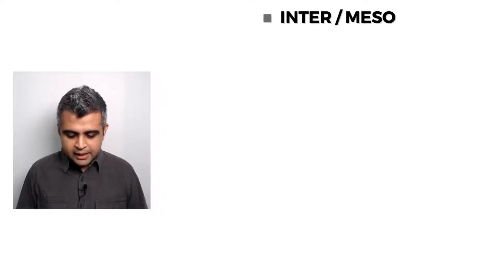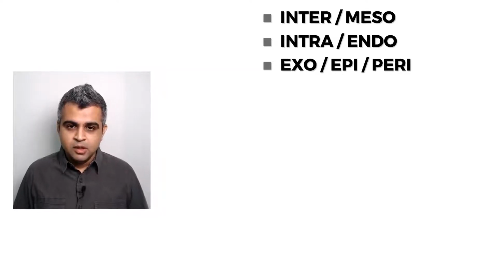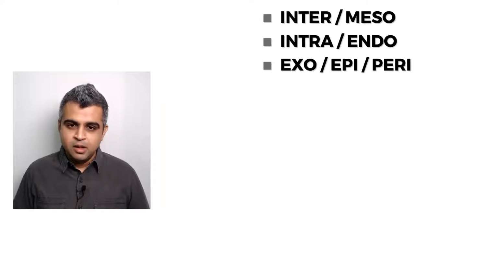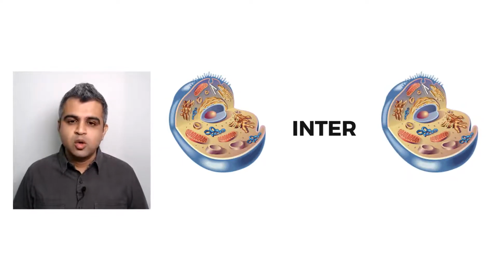Now, today's lecture begins with a list of more Latin words. So the first words that we have to discuss today are inter or meso, intra or endo, exo, epi or peri. So the word inter or meso means between. So if there is something present between two things, it can be called inter. For example, if you are going to have a cell and another cell, this space in between the two is going to be called inter, or to be more accurate, it can be called intercellular space. So the word inter or meso basically means beech ka, in between.